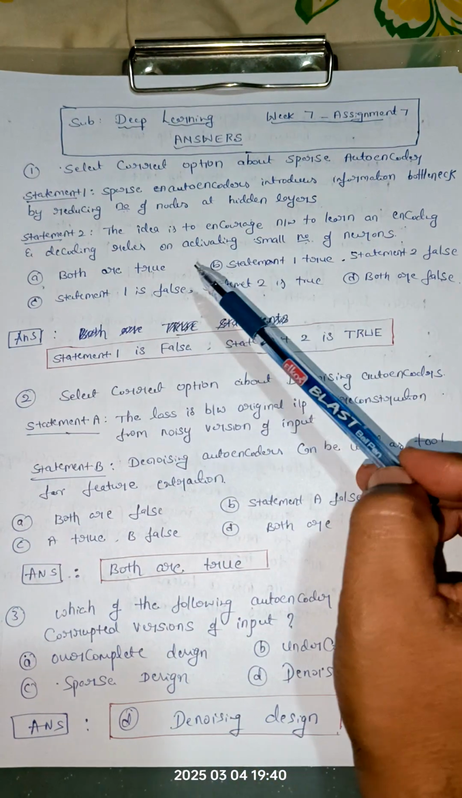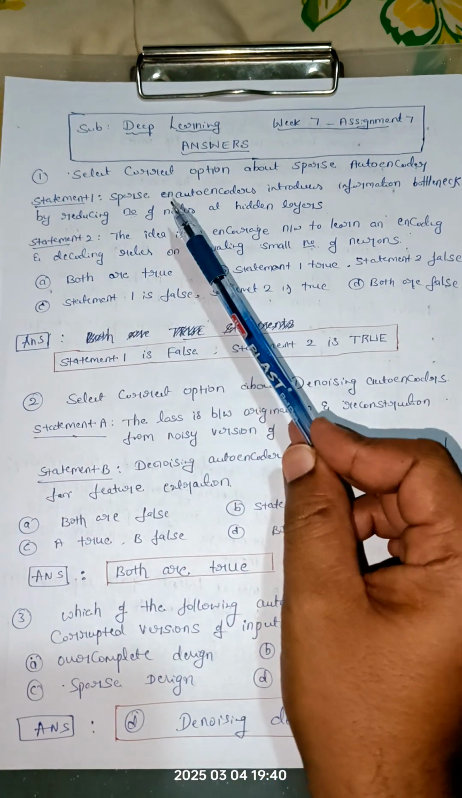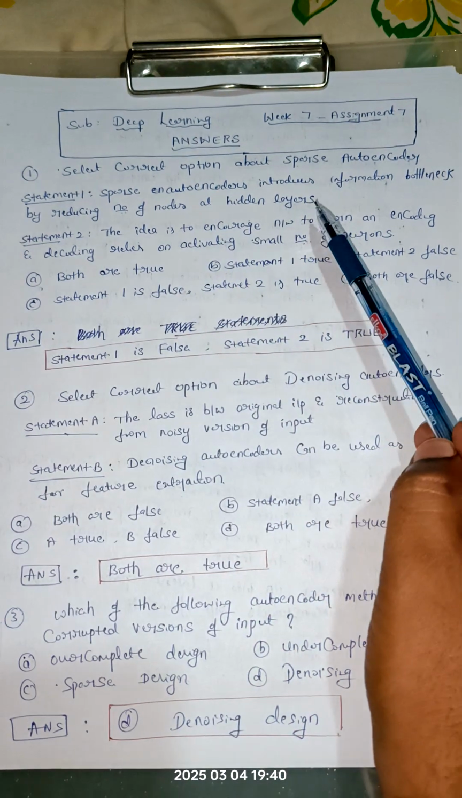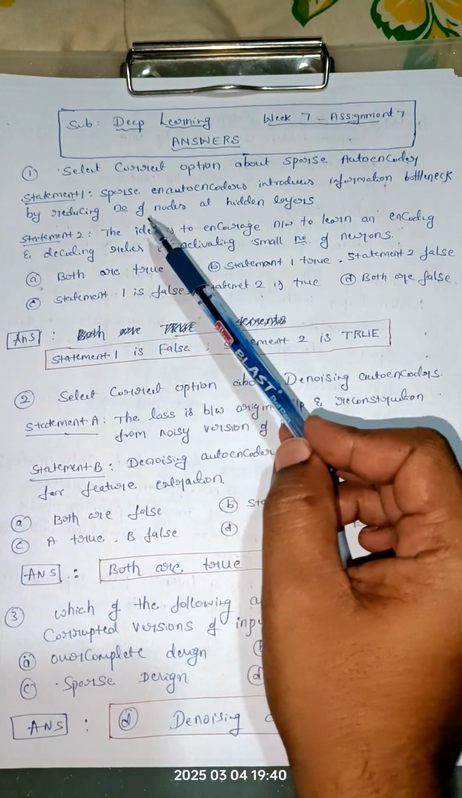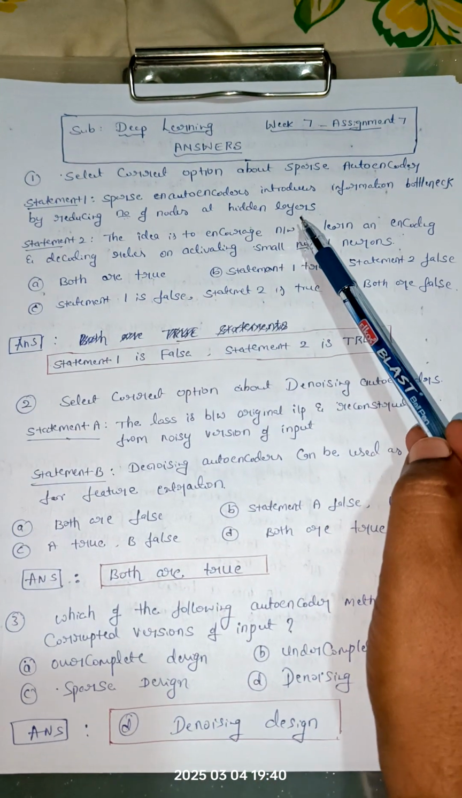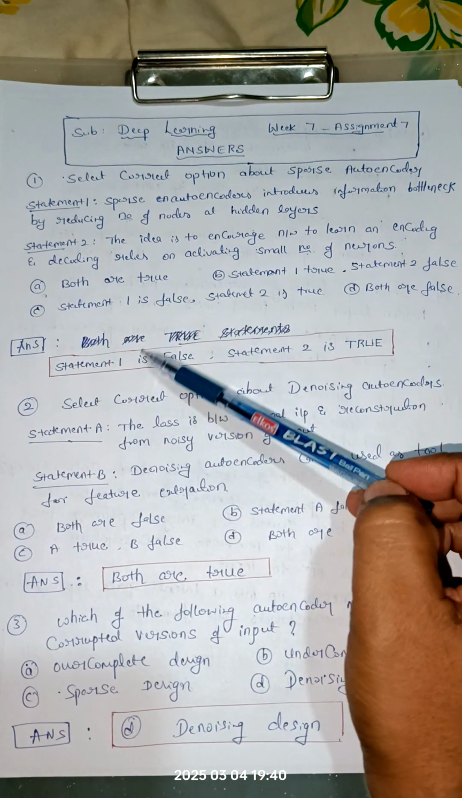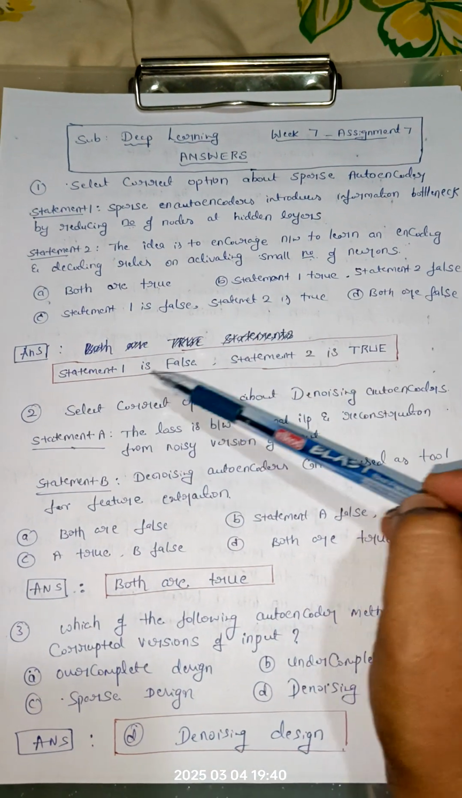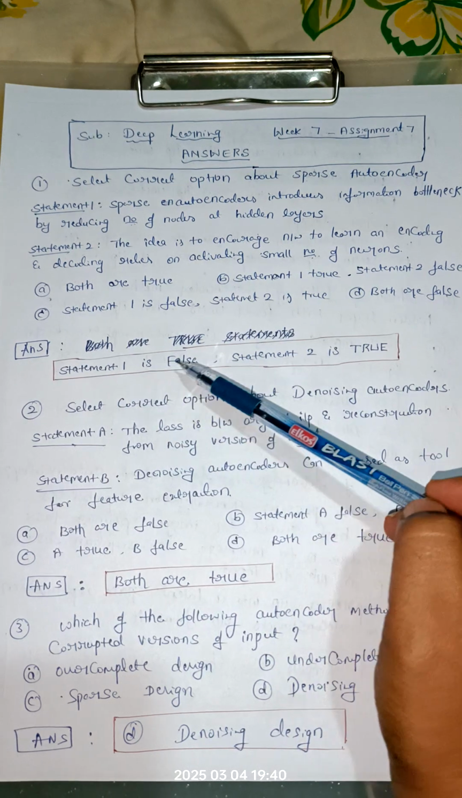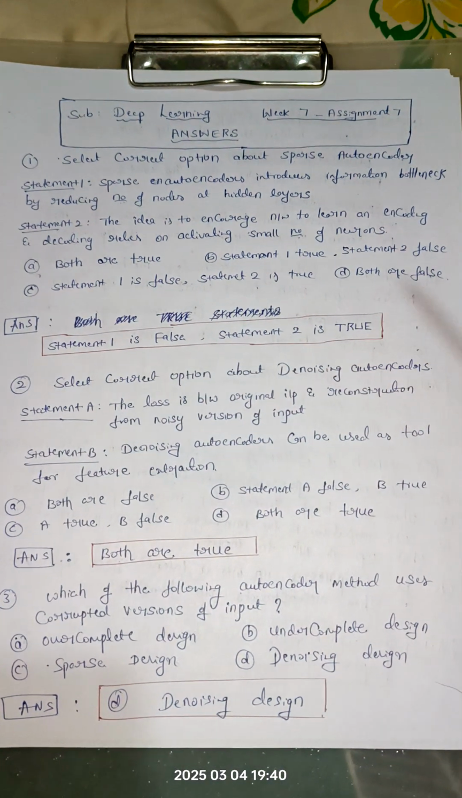Here, out of these statements, statement 1, that is, sparse autoencoders introduce the information bottleneck without reducing the number of nodes at the hidden layers. So, statement 1 is false. Statement 2 is correct, which is activating a small number of neurons. So, the option is statement 1 is false, statement 2 is true.